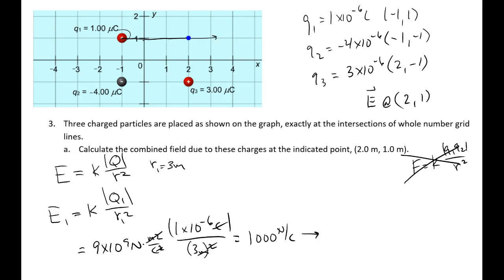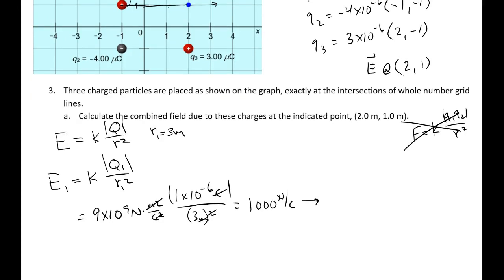So Q1, if it was the only charge there, would be acting with an electric field of 1,000 newtons per coulomb 3 meters from itself. And in this particular case, since the point of interest is to the right of it, it would be pointing right. Okay? So let's look at Q2. Let's go in order. So now E2 is K Q2 over R2 squared.